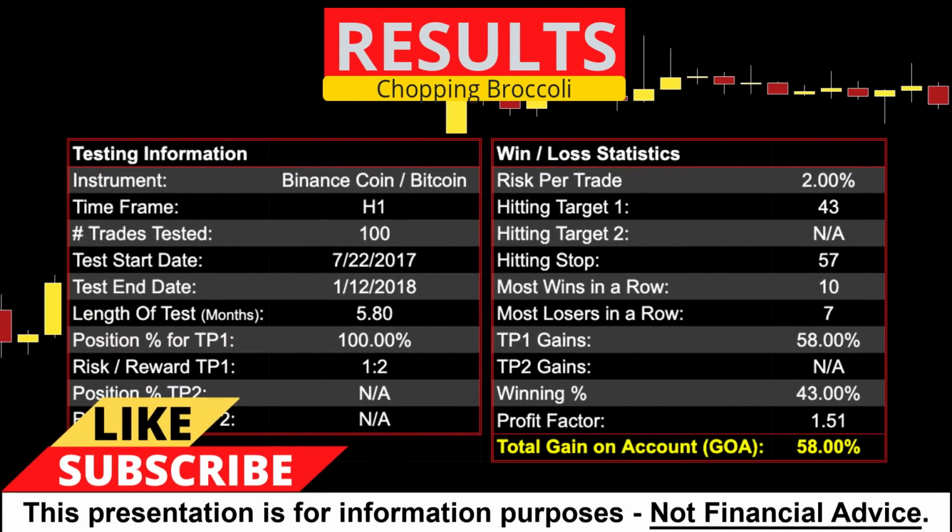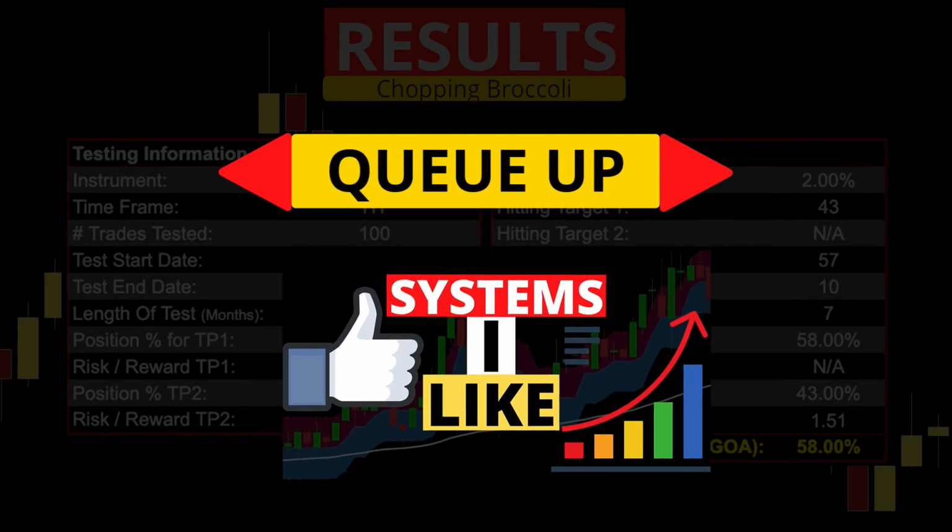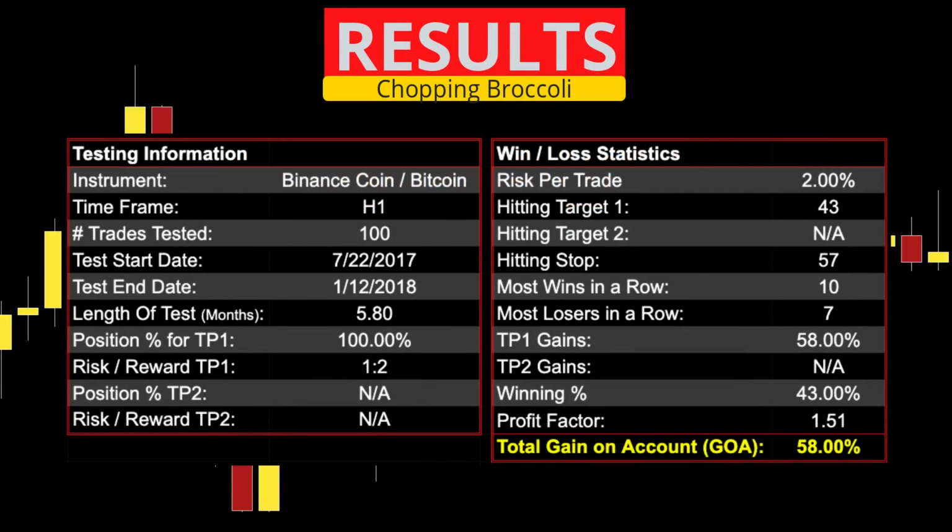Remember, this is just 100 tests on one instrument. If you are thinking of using this system, please do all the required testing and be sure to let our community know what you discover.